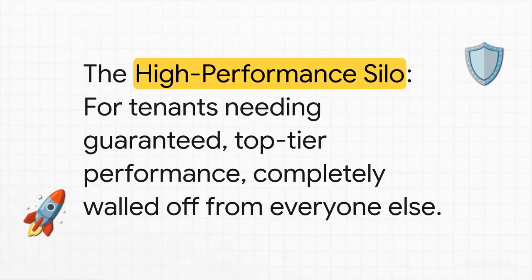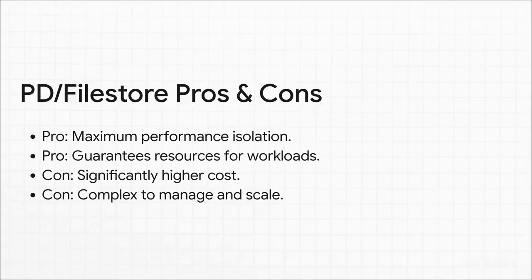And that brings us to our 4th path, the most extreme form of isolation. This is for those rare, high-value tenants who need guaranteed, top-tier, unshakable performance for their specific workloads, completely walled off from everybody else. We're talking about giving a tenant their very own dedicated block storage with a persistent disk or a super high-performance file system with Filestore. Performance is absolutely guaranteed. There are no noisy neighbors here. But that guarantee comes with a very premium price tag. This isn't a solution for everyone. It's a strategic scalpel you pull out for your most demanding, high-value customers.